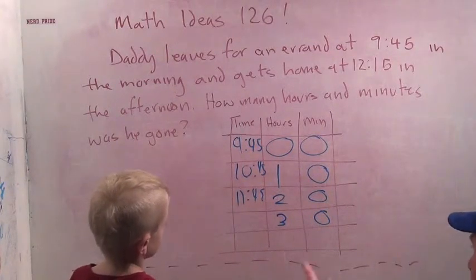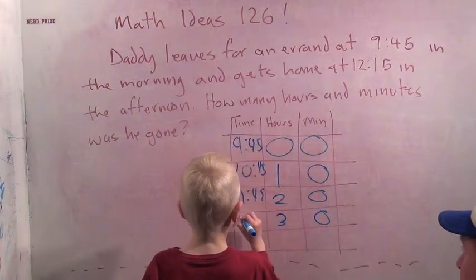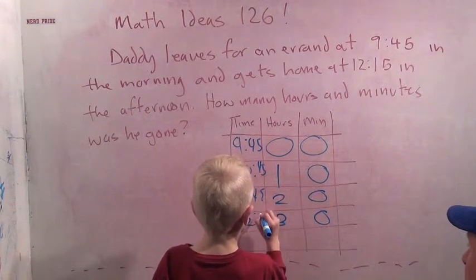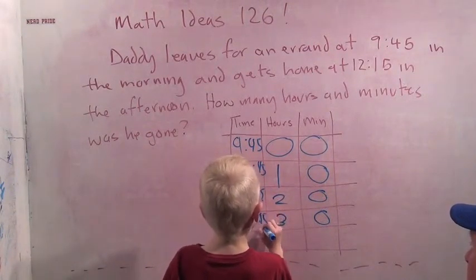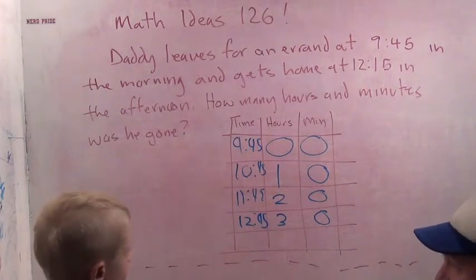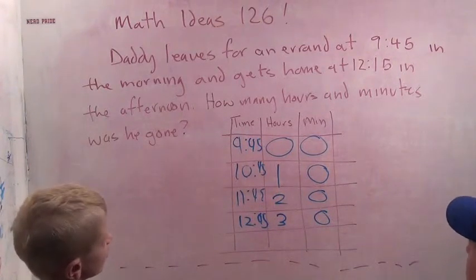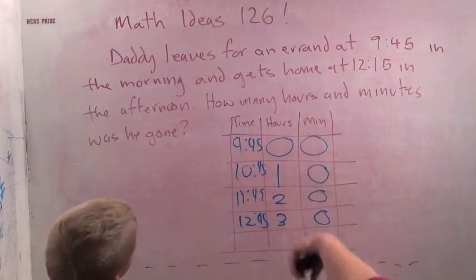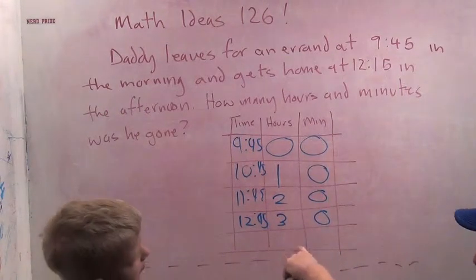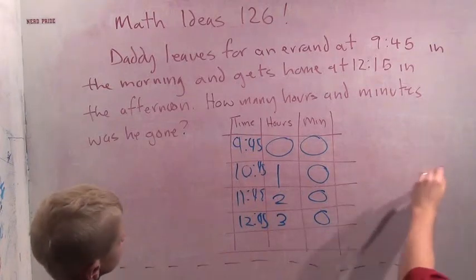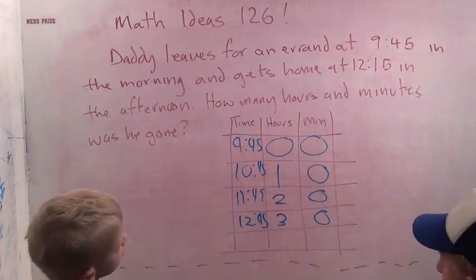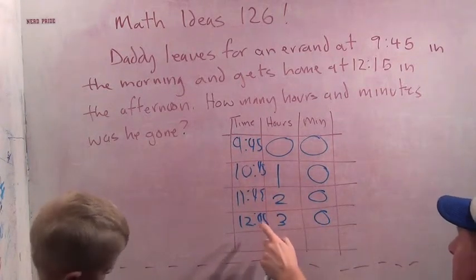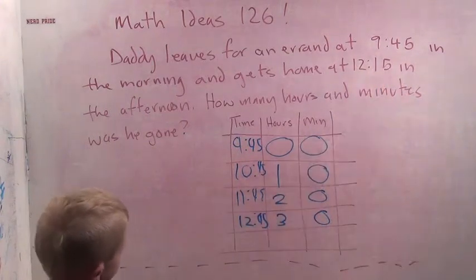12:45. That's all right. We've gone a little too far, but that's fine to have in our chart. Now we've got to go backwards. How many minutes have we got to go backwards? Because we overshot. But that's fine. We went a little bit too far, now we've got to back up. So how many minutes do we have to back up to go from 12:45 back to 12:15?